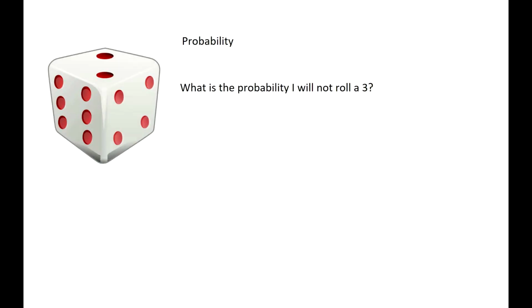Next, what's the probability that I will not roll a 3? The keyword here is not. We want anything except a 3. So my six-sided dice, which numbers are not a 3? That's going to be 1, 2, 4, 5, and 6. So I have 5 options which are not a 3, which means the odds of not rolling a 3 will therefore be 5 out of 6.